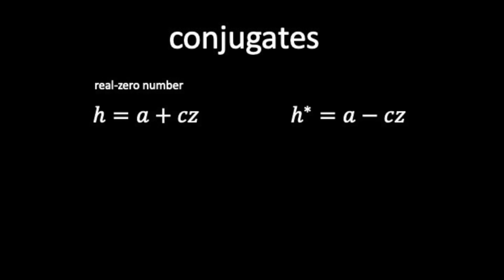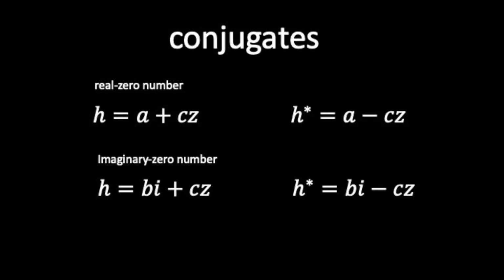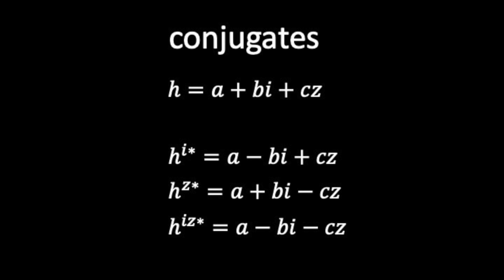Let us first consider the special case where b is equal to 0, so we get a real zero number, a plus cz. The conjugate of this number, h star, is a minus cz. And likewise, the imaginary zero number h equals bi plus cz, and its conjugate, h star, will be bi minus cz.